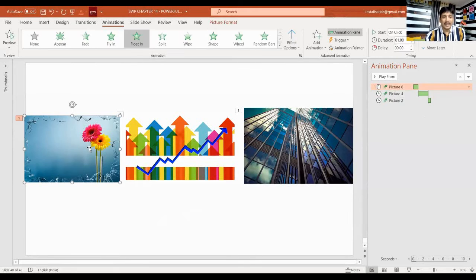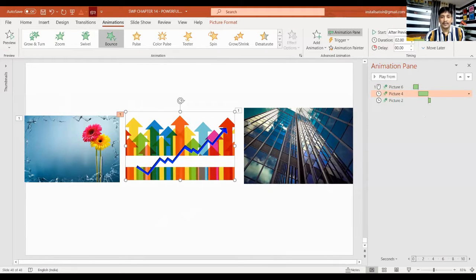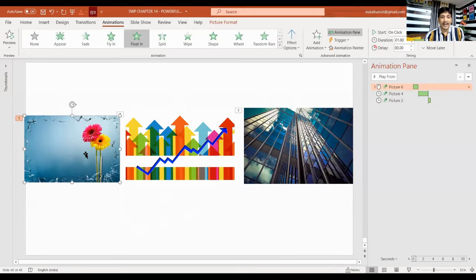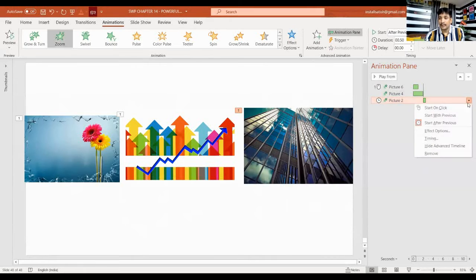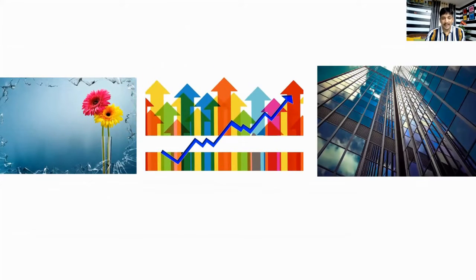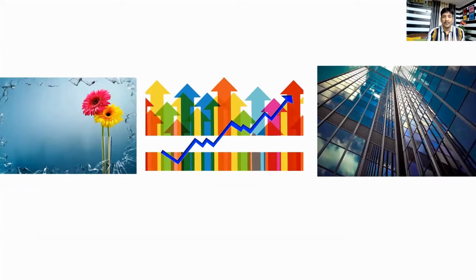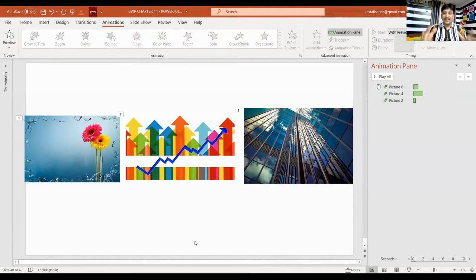See, this came on click, this came after this, this came after this, correct? But now I want, once I click this, I want all 3 to come at the same time. Then what do I do? So what I'll do is, the second one, I'll say with previous, third one also with previous. So now I click only once, all 3 will come together. Did you see that? Again, one click, all 3 will come together. Why? Because it's not after previous, it's with previous now. Good.